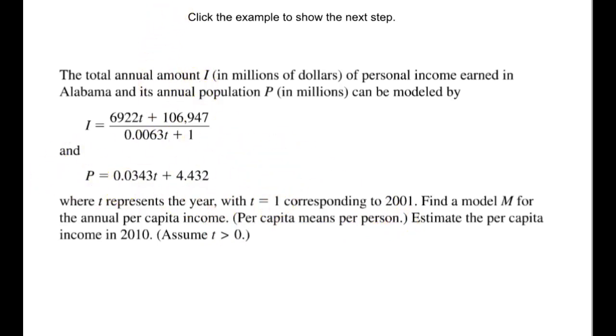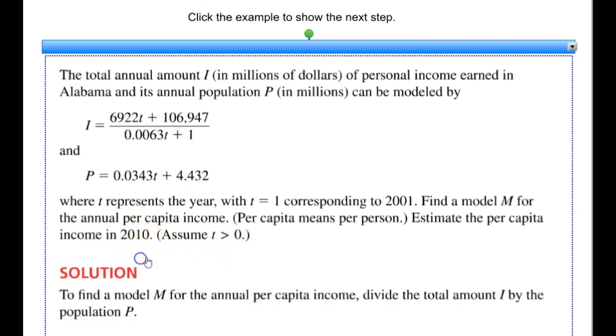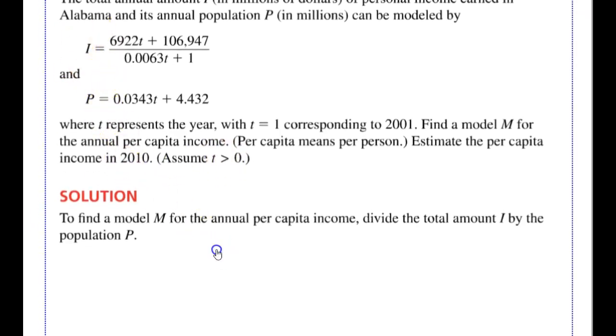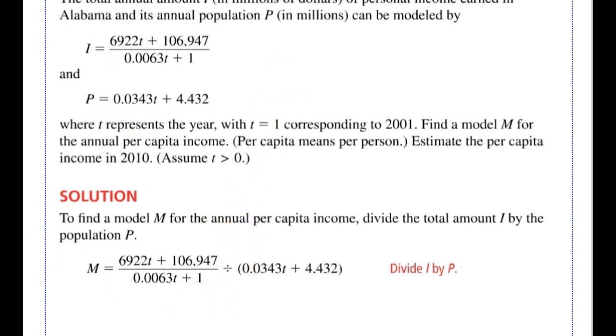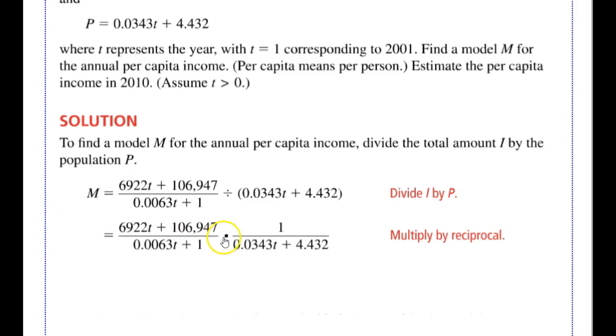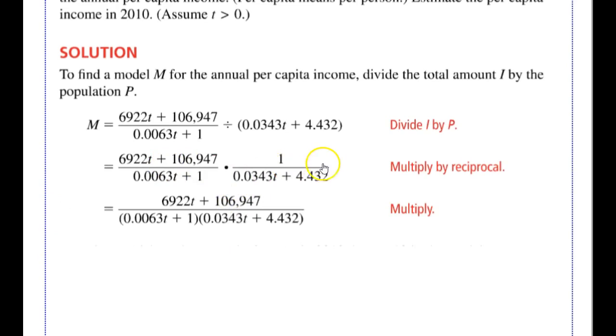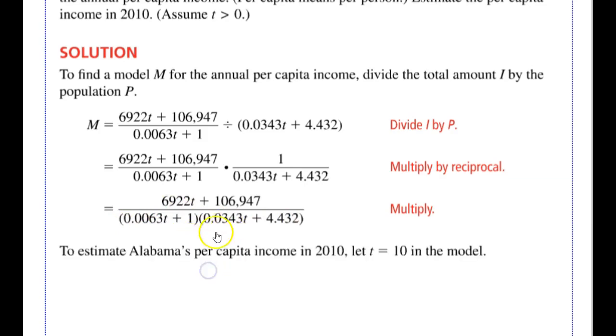So then I have to assume t is greater than 0, and then I have to figure out an estimate in 2010. So the first thing I want to do is divide my I by P. So instead of dividing, right, I'm going to multiply by my reciprocal. So I end up multiplying and I flip my fraction, okay, because I don't like dividing by fractions. So then I go ahead and I multiply just straight across. I leave my two things in the denominator as they're written before I do anything else. So here's my model, right? And I don't have to simplify it any further than this because we're dealing with funky numbers, so I'm just going to leave it like this.